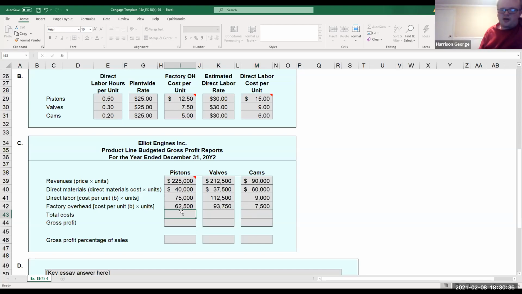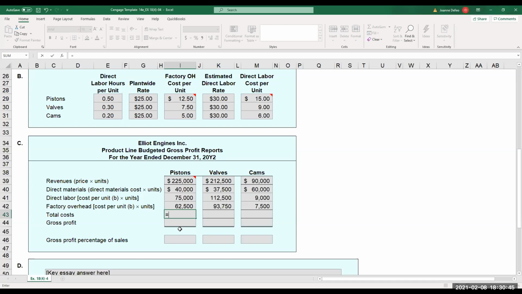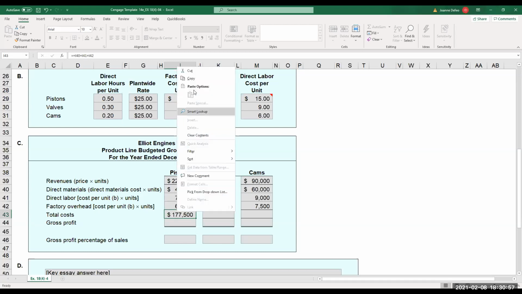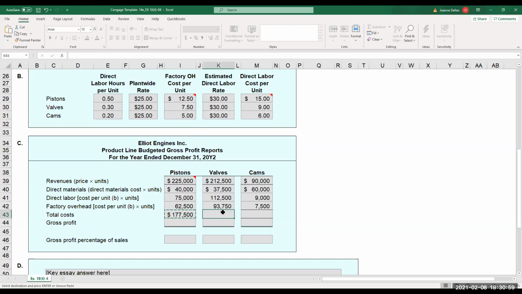Finally, now it's the total cost. You have to add them all up. Yes, we got to add everything. We have to add not the revenue, just the cost. So we do equal plus 40 plus 75,000 plus the factory overhead. And then we could copy and paste this, I think. Sometimes it lets you copy and paste the formula, but sometimes it doesn't. This is not the same as Excel. It's a Cengage.